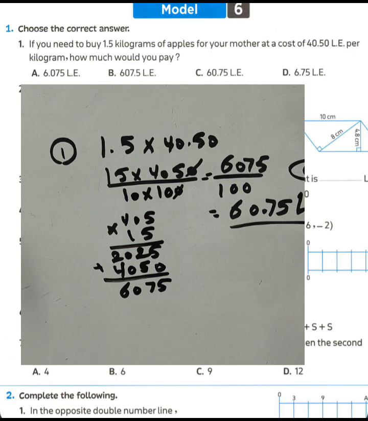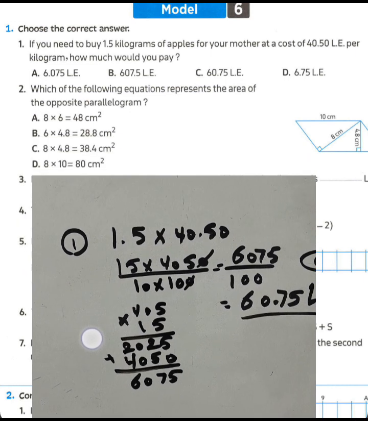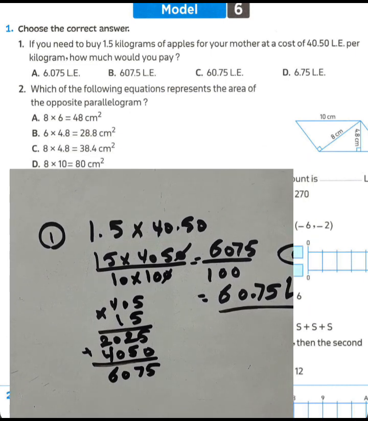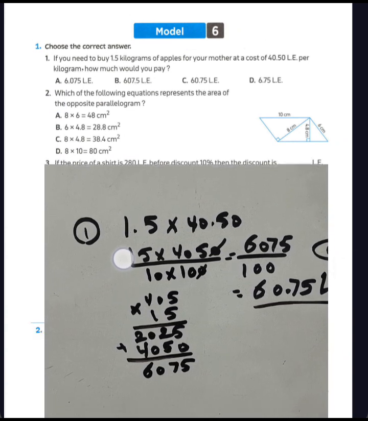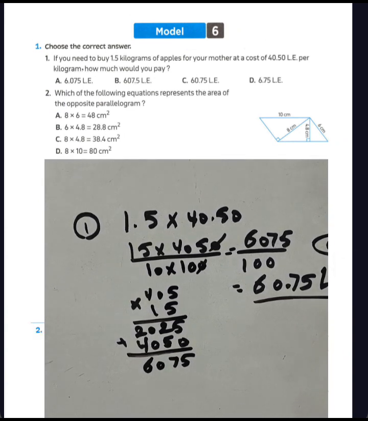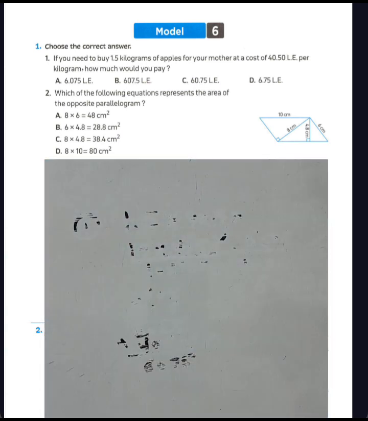Question number 2. Which of the following equations represents the area of the parallelogram? We know the area of a parallelogram equals base times height. We have two bases. We can write the smallest base times the greatest height, or the smallest base by its corresponding height, or the longest base by the smallest height.